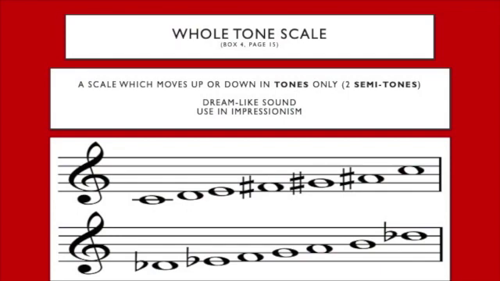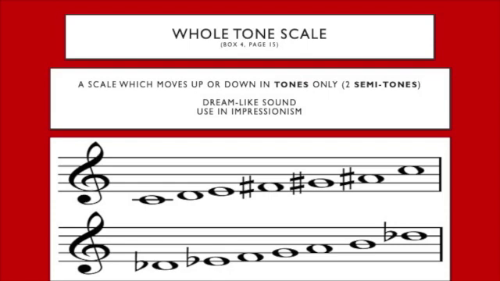So the whole tone scale in Impressionism music really does what it says on the tin. It's a scale which moves up or down in tones only, so there are no semitones. So for example, the first one that you can see at the top moves from C up to D, to E, then to F sharp, which is 2 semitones, to G sharp, to A sharp, and then to C. So when you play them all together, you get this really dreamy sort of texture.